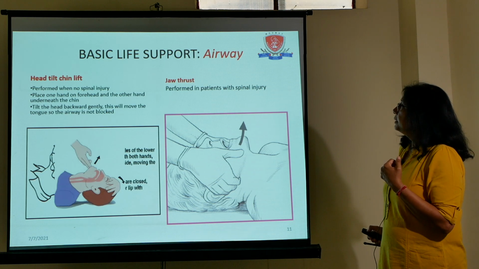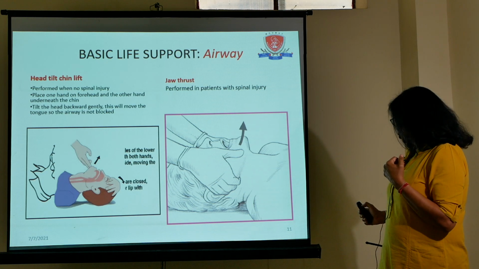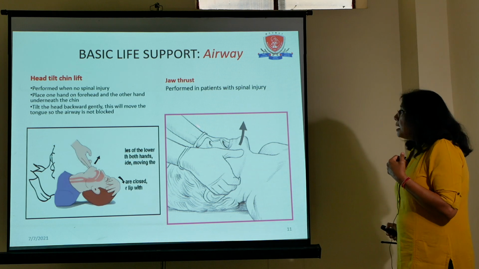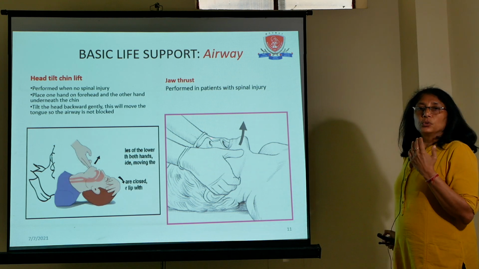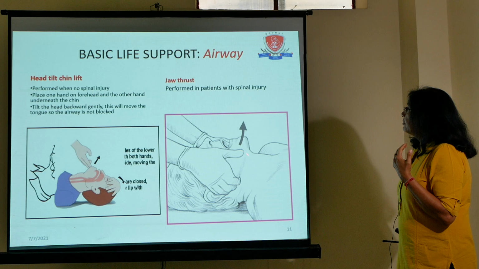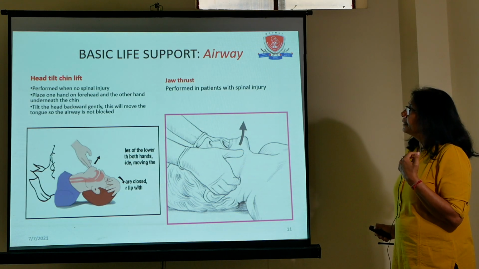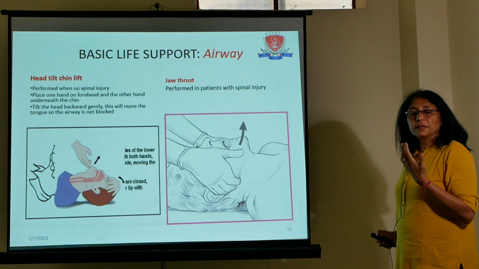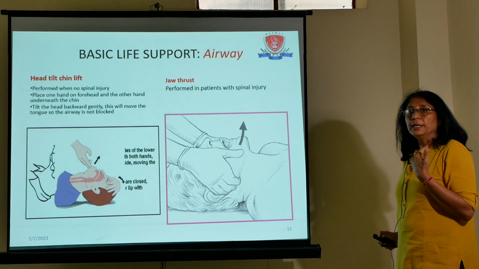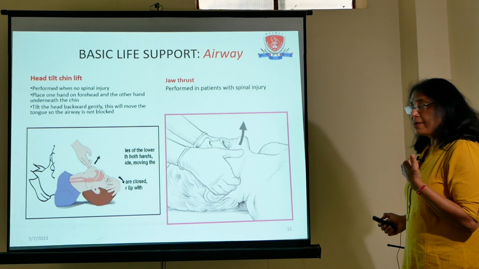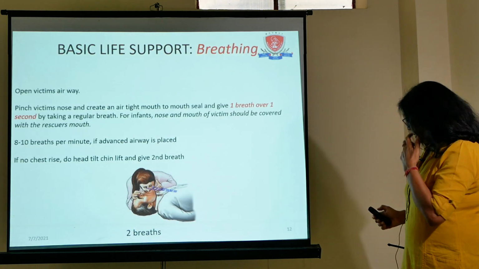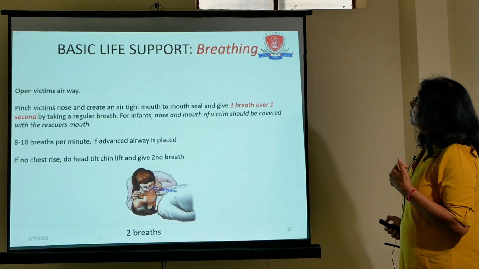If there is a spinal injury, then the method which is used is jaw thrust. But if you are not able to open the airway with the jaw thrust in case of spinal injury, then you may use head tilt chin lift, because saving the victim is much more important than avoiding injuries. Best is to avoid injuries and give the breath.